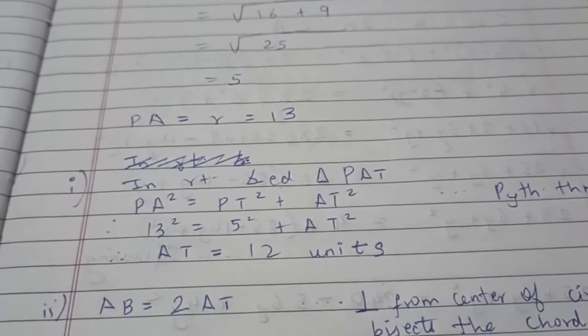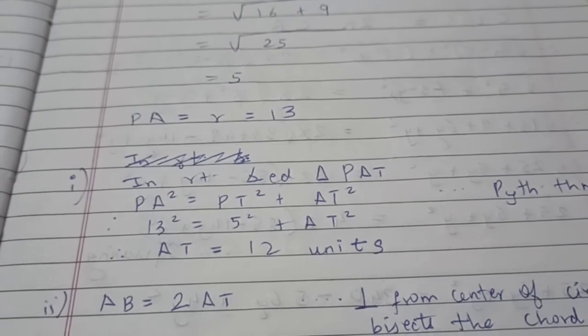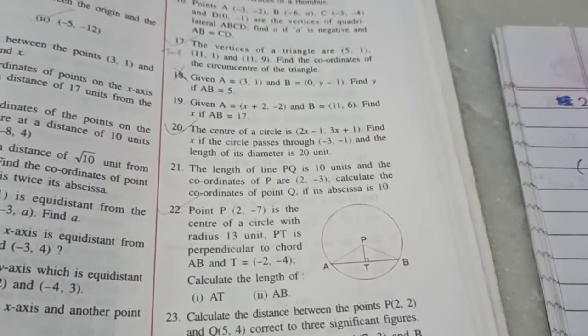What about AB? Well, if you look at the diagram, AB has to be double of AT. But how? We should write the reason. Well, there are many ways to prove this. First of all, you can prove the two triangles congruent. So you can say AT is equal to TB by CPCT, and T is a midpoint. That is why AB is double of AT. But there's a simpler way.